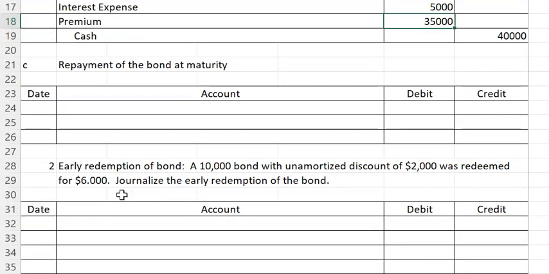Repayment of bond at maturity. So I need to pay off this $1 million bond. I'm going to pay off the face value, bonds payable, and I use cash to do that. Its face value was $1 million.